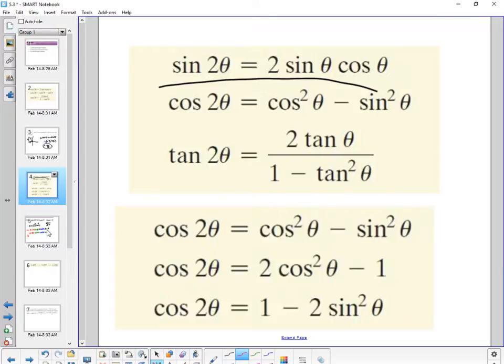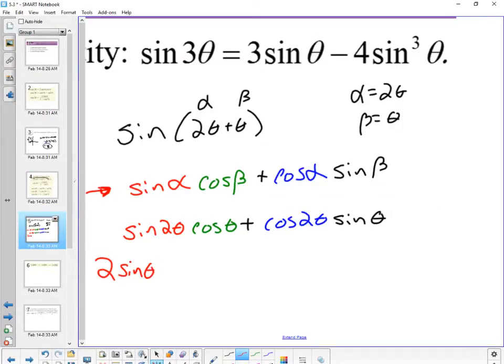2 sine theta cosine theta. Oh, then that's just 2 sine theta. It's just sine. Wait, what? Which part? The red part is the red part. That is equal to that, basically. It's like, you know the Pythagorean identity?